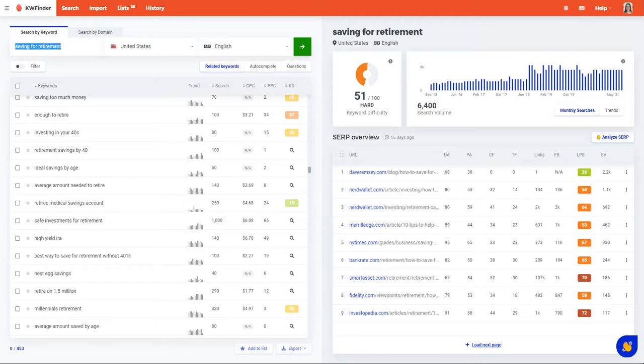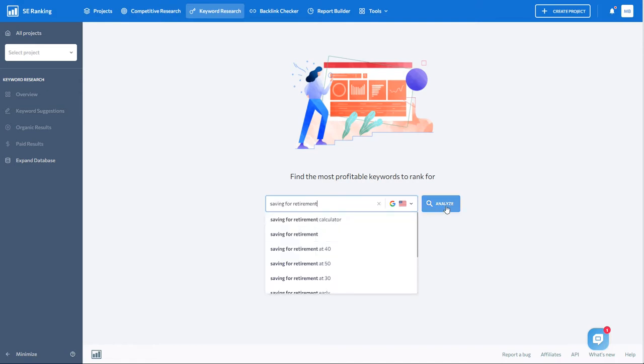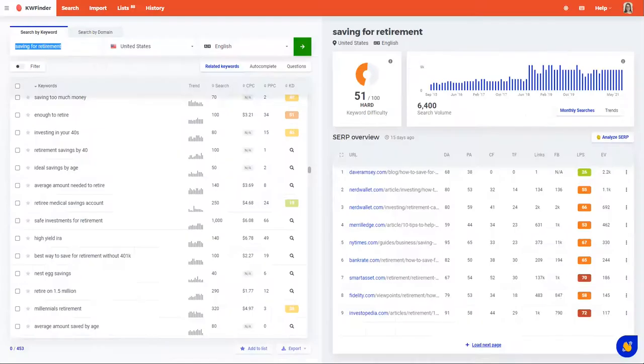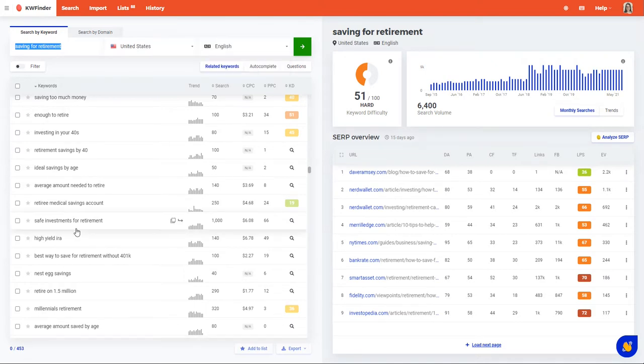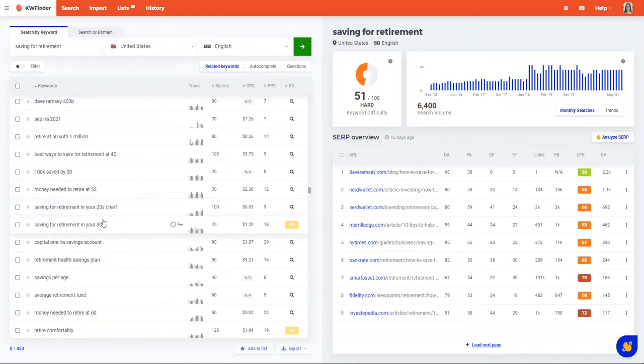So I'm going to just copy this here, and I'm going to start it over here so that we don't have to hang around too long, hopefully. Okay, so saving for retirement. On the related keywords tab, we got 453 keywords. I've looked at this many times because I've done this same video with KWFinder quite a few times, but I can basically tell you that this is all on point.